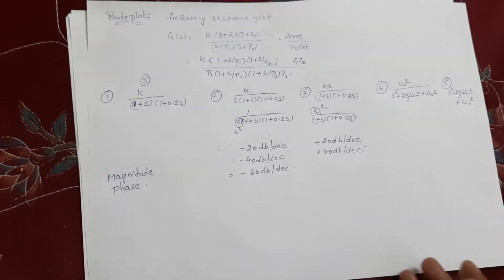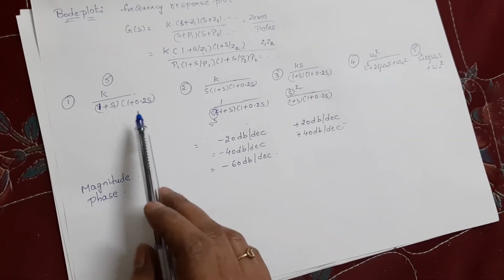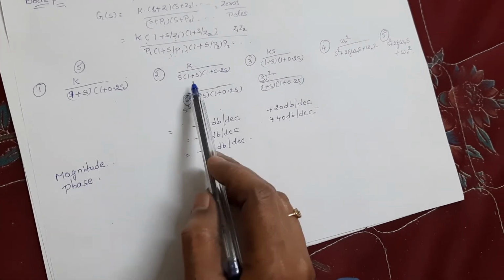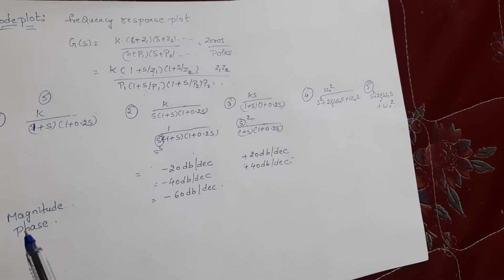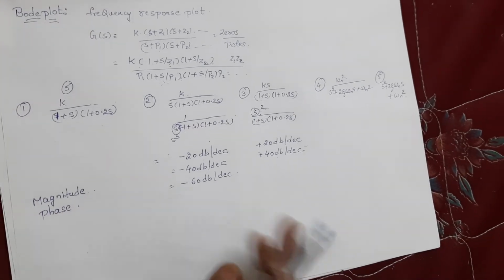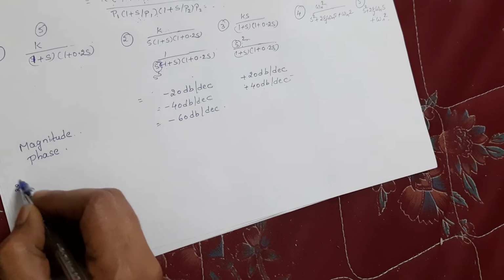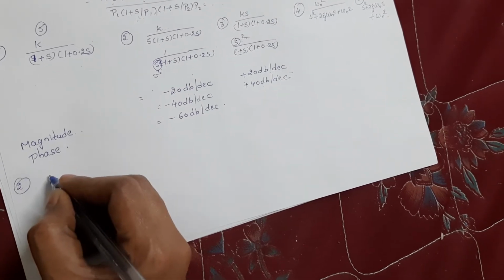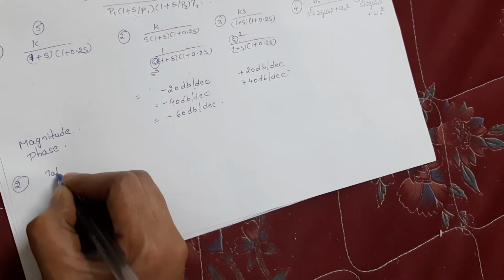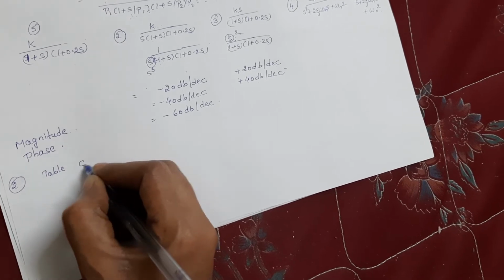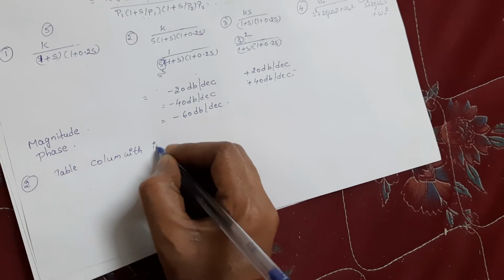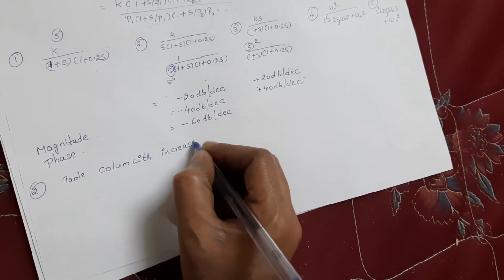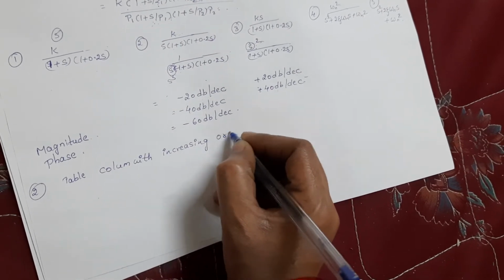Next, this is the first step. In the problem itself, I wrote everything in the 1 plus s format, so no need to change. Next, the second step is that you should write the tabular column with corner frequencies in increasing order. It should be in increasing order.